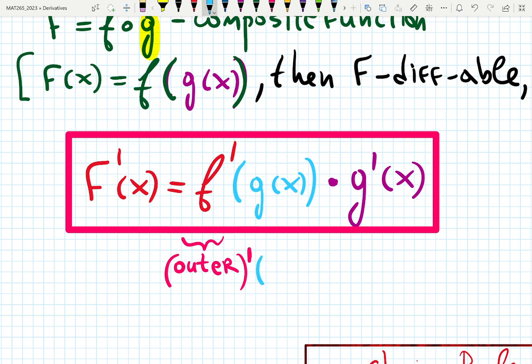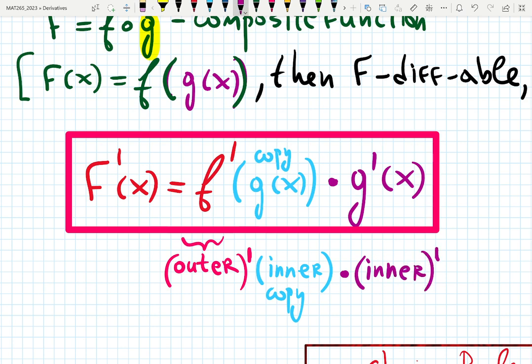At the inner function. So we copy the inner function. We just copy it inside of the outer function. But then you do times, and you should not stop. You never differentiated the inner function, so now you're going to differentiate and multiply by the derivative of the inner function. So outer prime at inner times inner prime. And that's how you can see it.